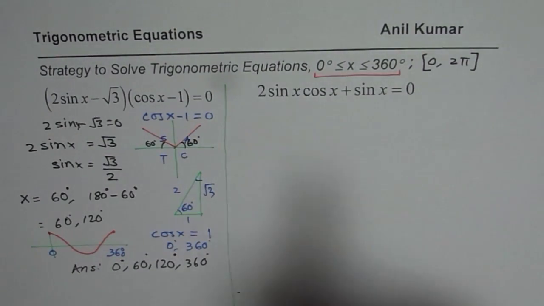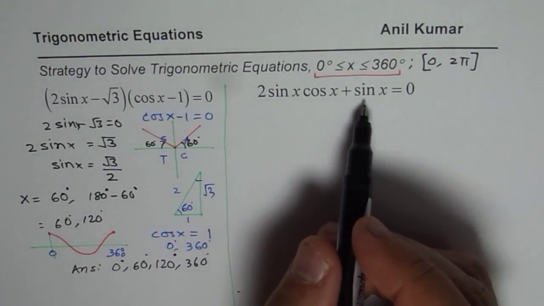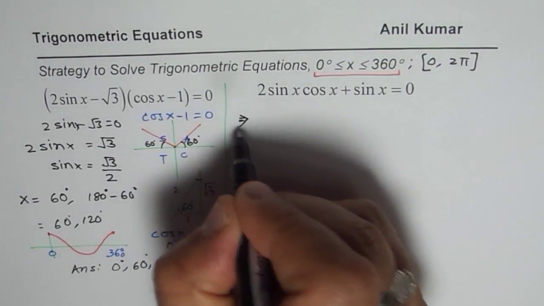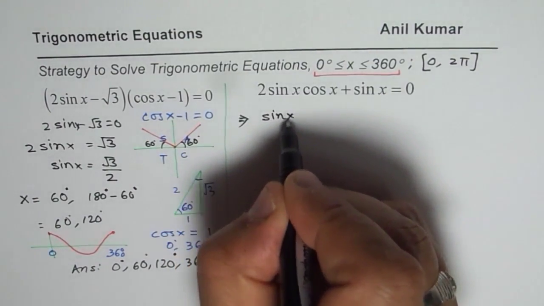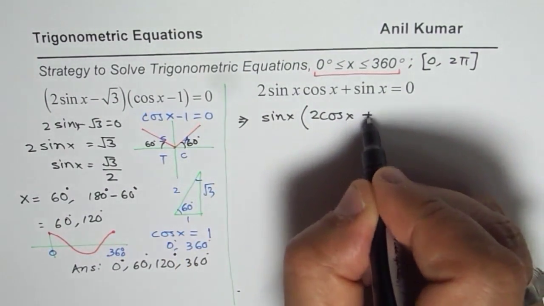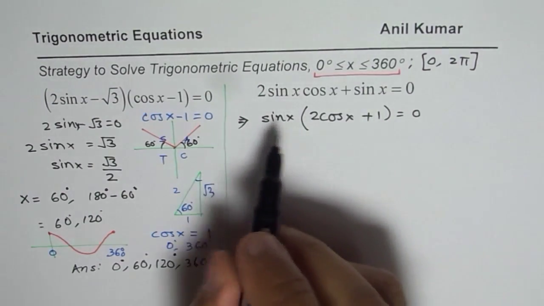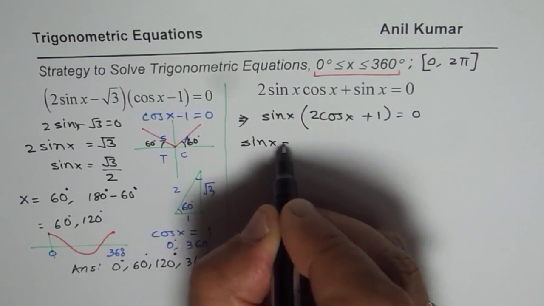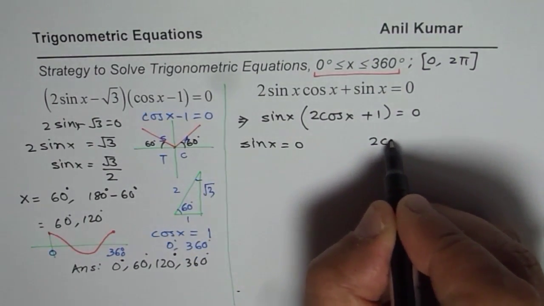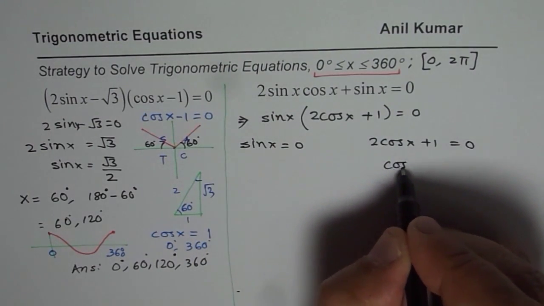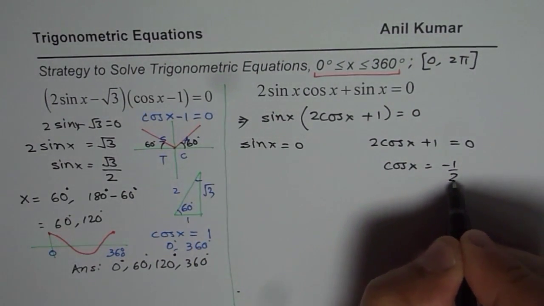Here we are given an equation which could be factored. We can take sine x common. So we could write this as sine x is a common factor, and we get 2 cos x plus 1 equals 0. So the solution set is either sine x equals 0 or 2 cos x plus 1 equals 0. That gives us cos x equals minus half.